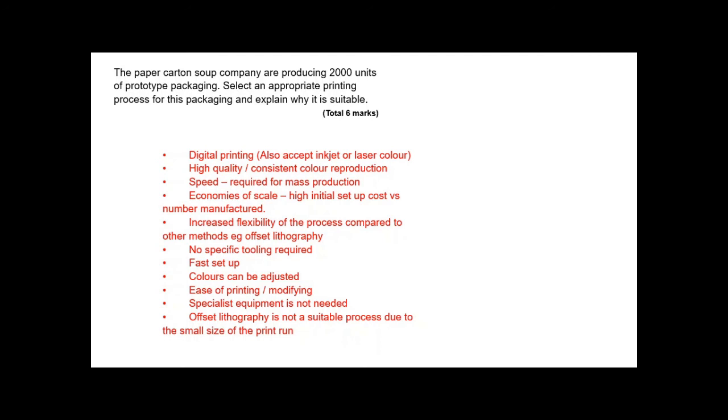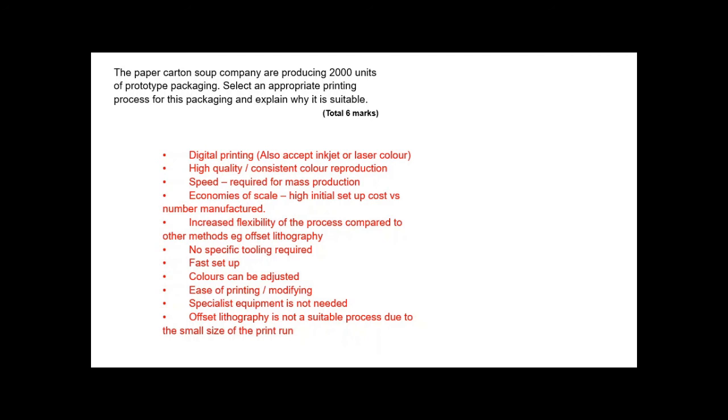Increased flexibility of the process basically means if a design changes, it's really easy for you to stop printing and change it. Whereas if you're using something like offset lithography, because that's a big industrial machine, if a design changes, you've got to stop a whole process and redesign everything, and it takes a huge amount of time. So it's important that it's easy to change. So you don't need any specific tooling for it.